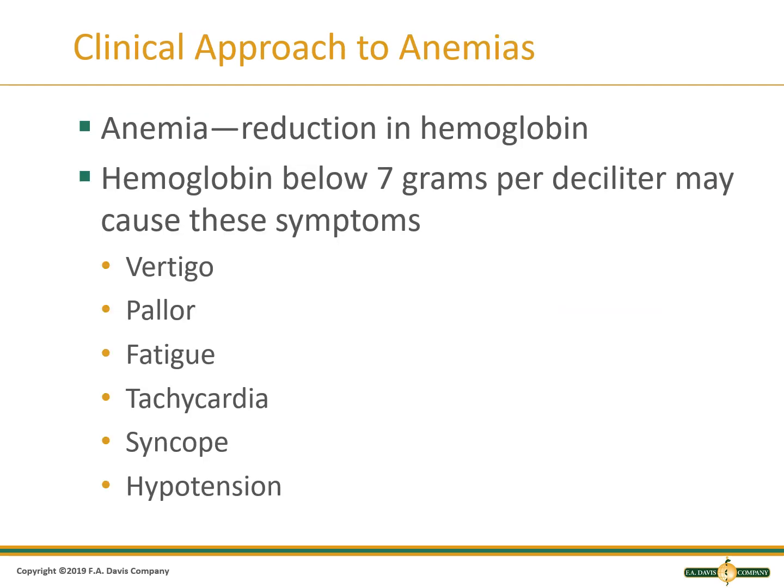Anemia occurs when there's a reduction in your hemoglobin, so that you start to have physical symptoms of that. Any hemoglobin level that's below 7 grams per deciliter may cause particular symptoms such as vertigo, which is dizziness, pallor, meaning you would have a paler color to your skin, fatigue, tachycardia, which is a type of arrhythmia with your heart, syncope, which is fainting spells, and hypotension, meaning low blood pressure.